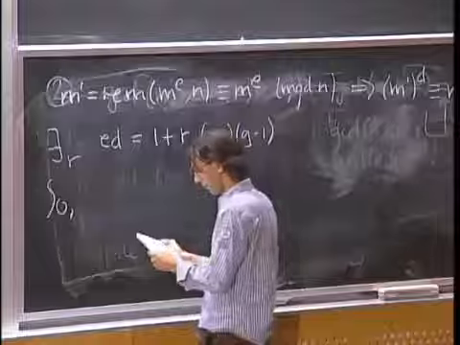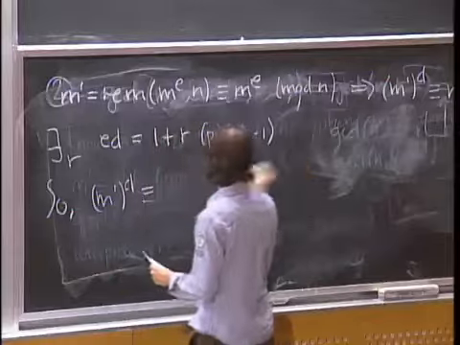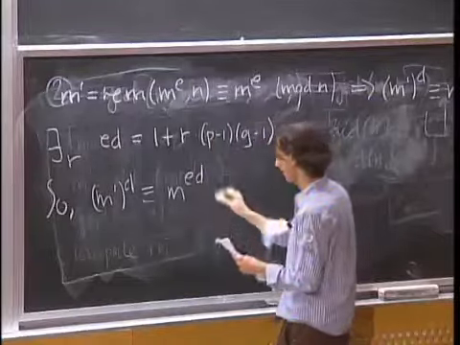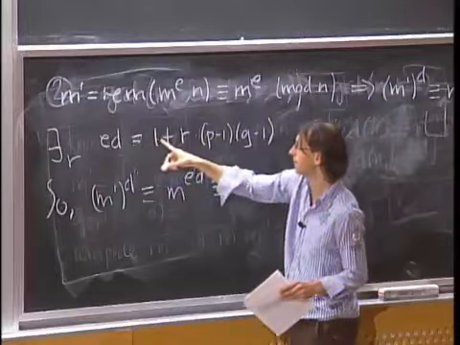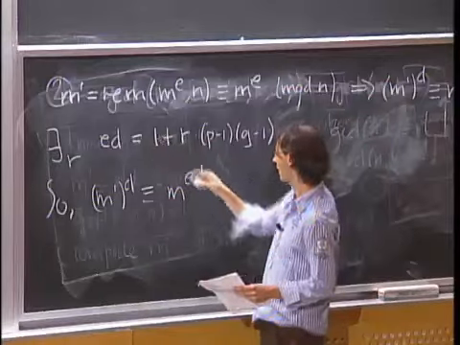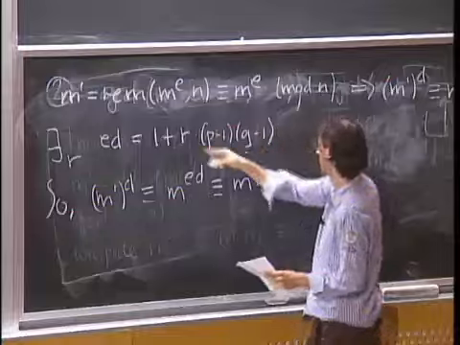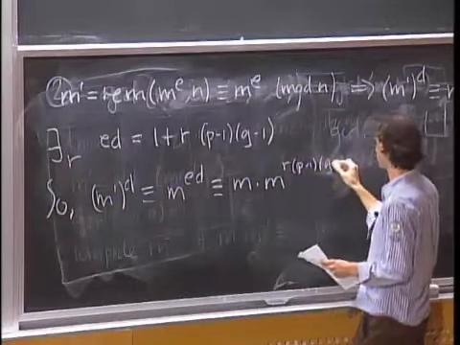So we know that m prime to the power d, we already saw that it is equal to m to the power ed, which is congruent to, well, we just replace ed by 1 plus r times this multiple. So we have m to the power 1 times m to the power r times (p minus 1) times (q minus 1).